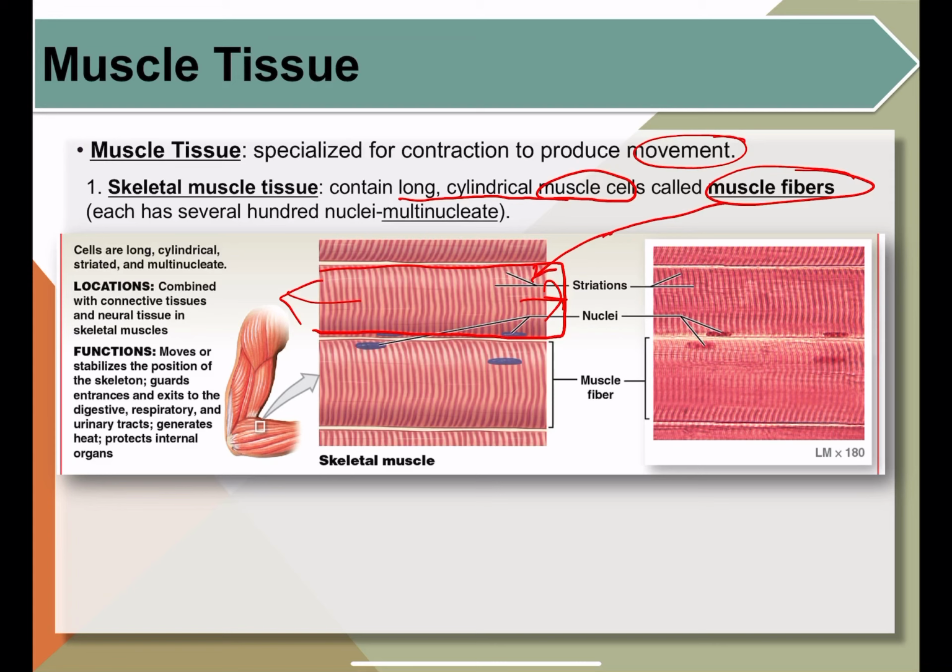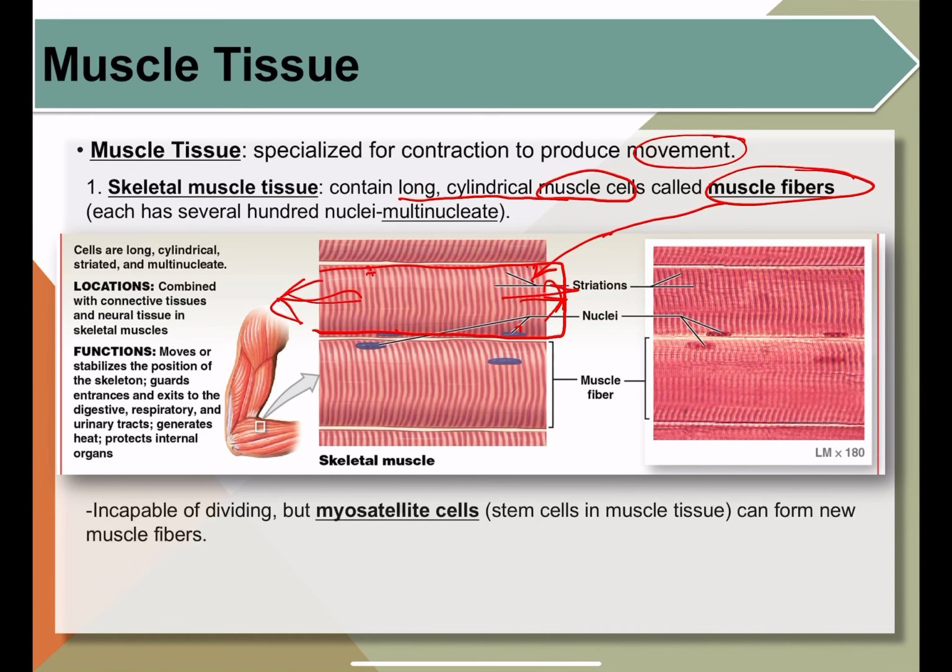Each muscle fiber has anywhere from several hundred nuclei. That's why I said muscle fibers can be long, going on and on from here and from there, with multiple nuclei situated in random areas along the muscle fiber. So a muscle fiber is one of those odd cells that have more than one nucleus per cell.